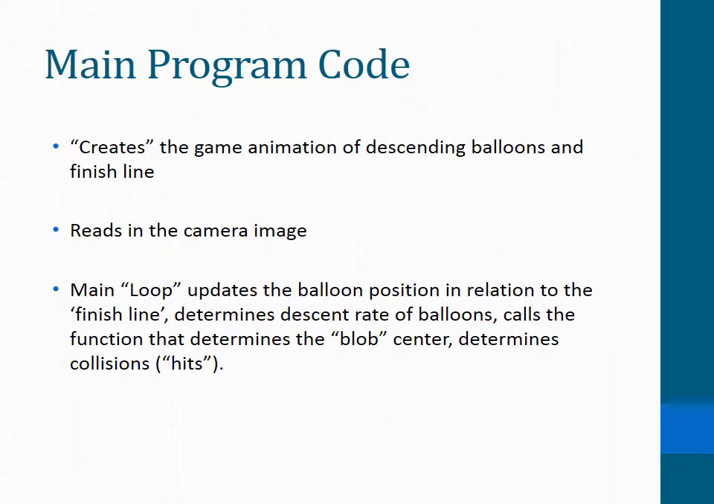The main program code. The purpose of the main program code is that it creates the game animation of descending balloons and the finish line. It reads in the camera image, and in the main loop it updates the balloon position in relation to the finish line. It determines the descent rate of the balloons, again based on the hit rate, or number of hits, of the previous iterations of the falling balloons, and it calls a function that determines the blob center and determines the collisions or hits.